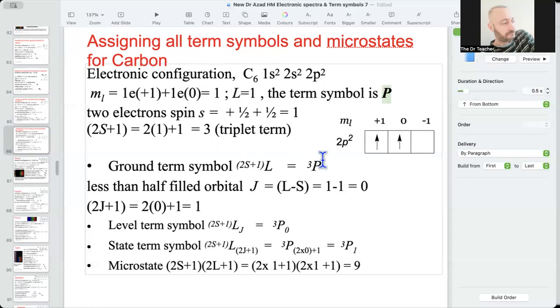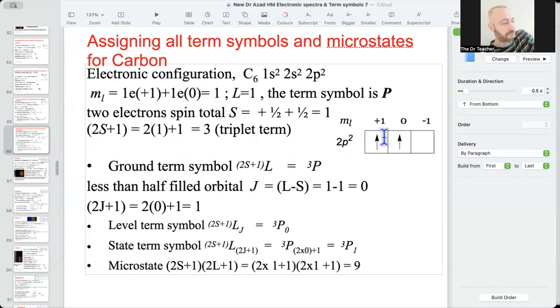Now, 2 electrons are spinning. How? Plus half plus half will be 1. So the total of S is 1. Now we obtain, let me do this as capital letter S, the total spin. So it will be 1. So 2S plus 1, you just replace the S by 1, and you obtain a triplet term. Now, the ground term symbol is this one, which is P3.